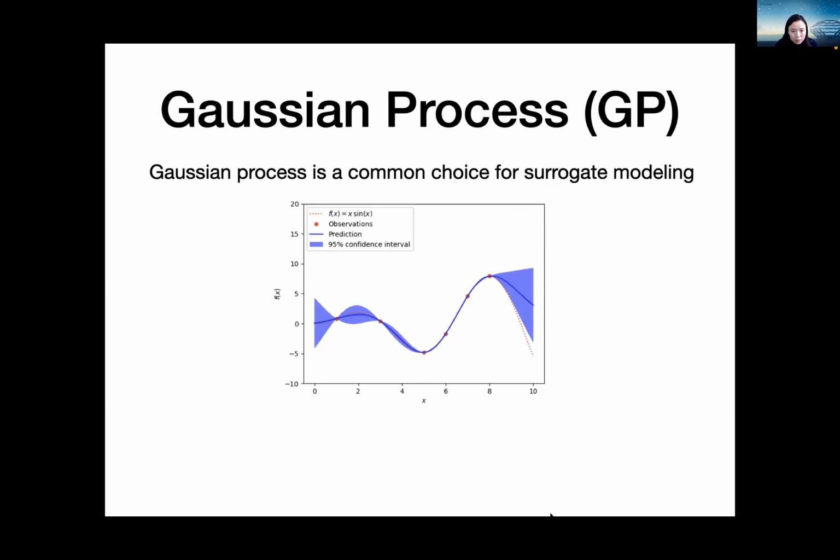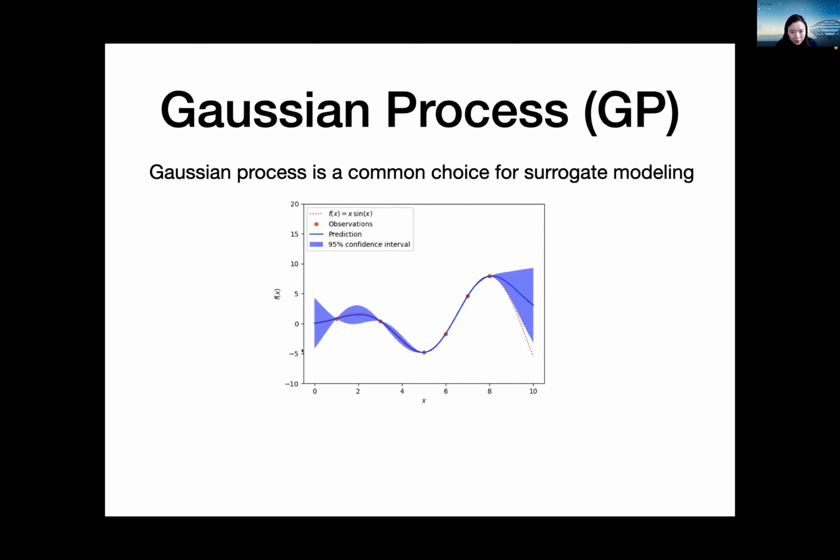In surrogate modeling, there are actually a lot of experts here. The Paris have done wonderful work on surrogate modeling. Actually, Gaussian process is perhaps the most common choice for surrogate modeling, right? Because we can place a prior distribution on this function f of x. So this shows a very simple example of Gaussian process.